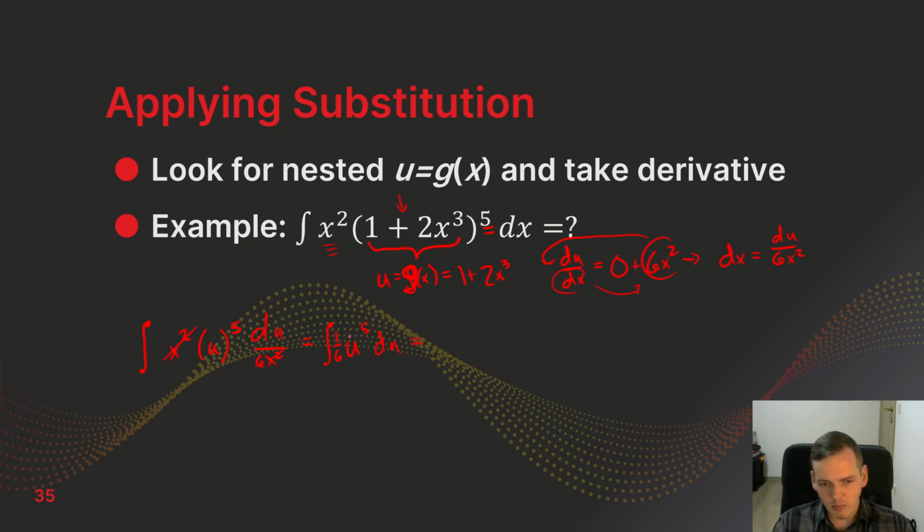From our properties of integrals, we know we can pull that 1/6 out front. Then we've got u to the 5th du, and by the reverse power rule, this is going to give us 1/6 times 1/6 times u to the 6th plus c. And now all we have to do is go back and plug in our u. So we get 1 over 36 times 1 plus 2x cubed to the 6th plus c. And this is our solution.